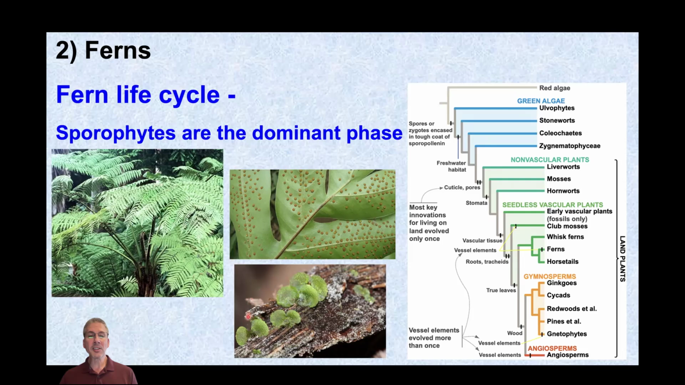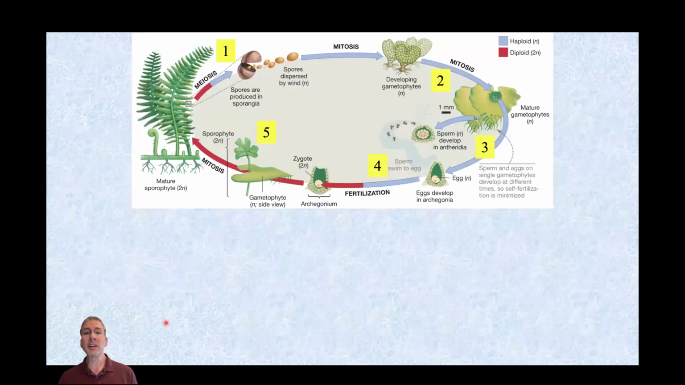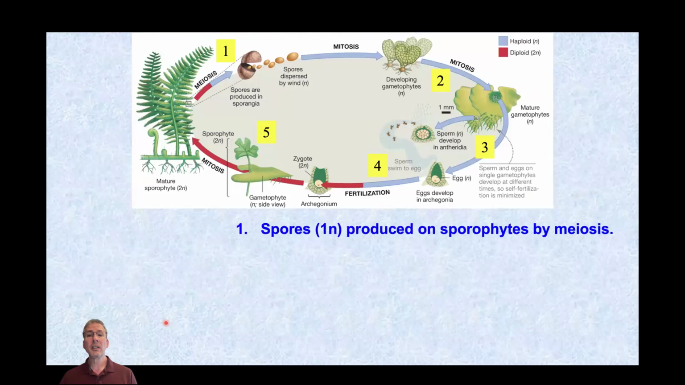Turns out gametophytes are these fairly small structures. We see some here, roughly the size of a fingernail. So these are the structures that actually produce the sperm and eggs, right? Again, much, much smaller than the sporophytes. So in ferns, the sporophytes are the dominant phase of the life cycle. So let's just take a brief look at the key events that occur during the fern life cycle.